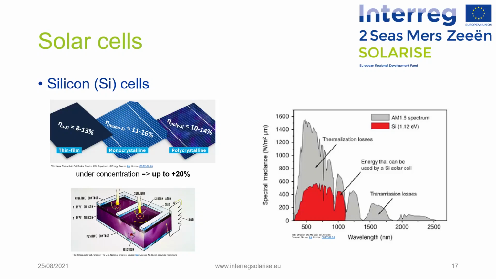Nevertheless, using silicon as converting material for solar cells limits the amount of solar energy that can be converted into electricity. Indeed, as you can see on the diagram on the right, the gray area represents the energy arriving from the sun, and only the red part is converted into electricity. All the rest of the solar energy represented in gray is actually lost. Then other materials have been used in order to increase the solar to electricity conversion efficiency.